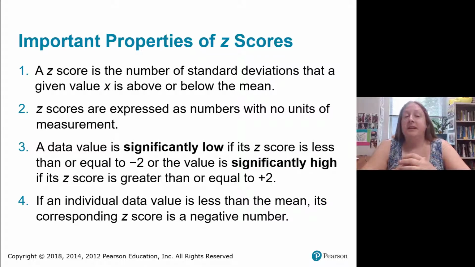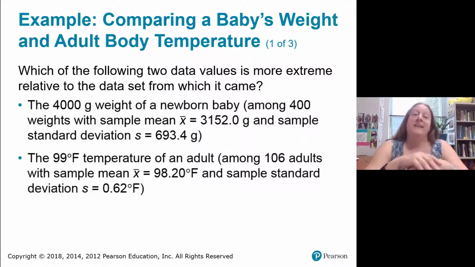Z-scores are expressed as numbers that have no units. A data value is considered significantly low if the z-score is less than -2, or significantly high if the z-score is greater than +2. If an individual data value is less than the mean, again, negative, and if it's greater than the mean, positive. So let's take a look at an example.